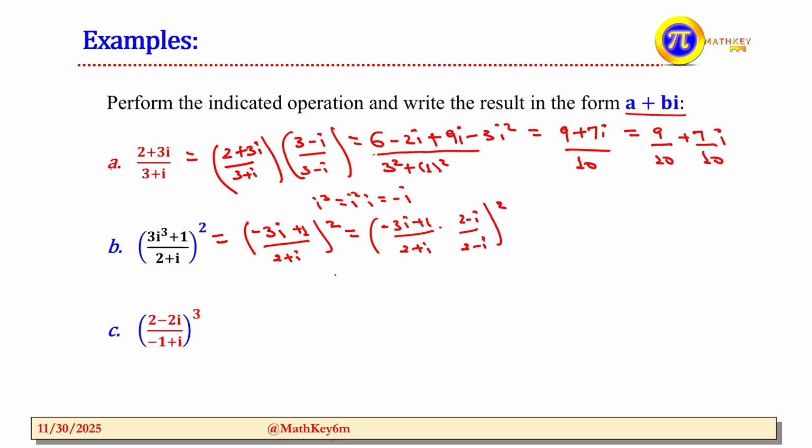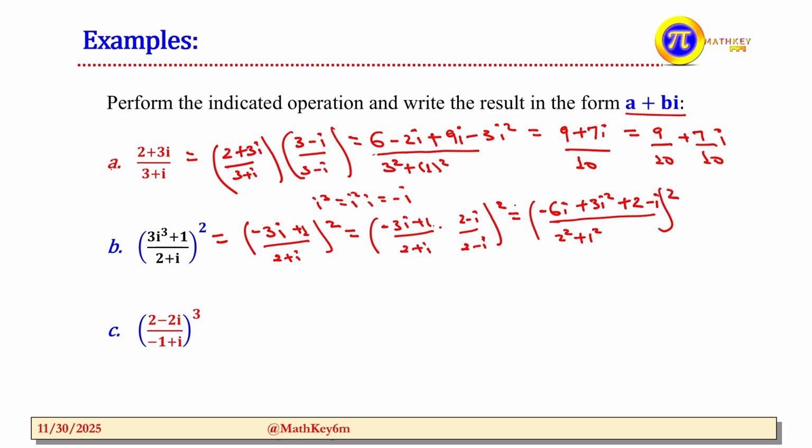Since the conjugate is 2 minus i, we multiply the numerator as well. The next one: minus 3i times 2 equals minus 6i. Minus 3i times minus i becomes 3i squared. Plus 1 times 2, that is plus 2. 1 times minus i is minus i, divided by the square of the real part, that is 2 squared, plus the square of the imaginary part, that is 1 squared. The whole is squared.